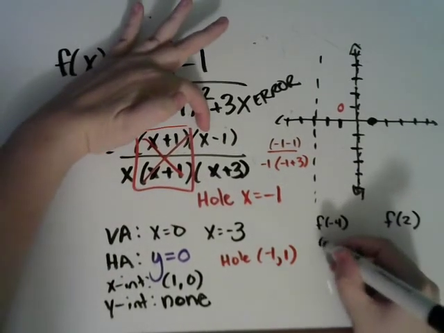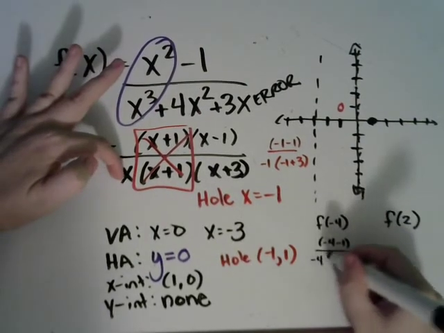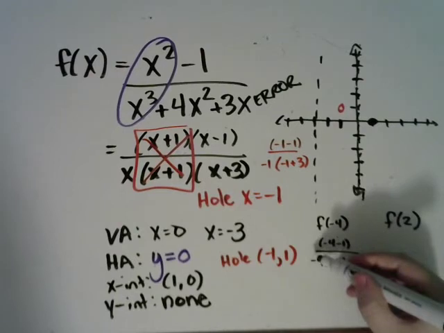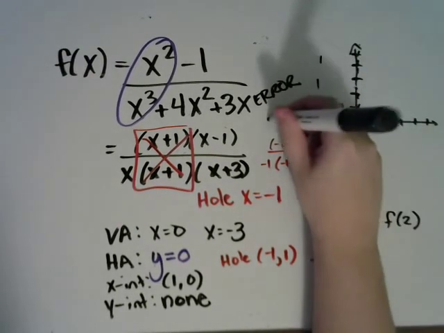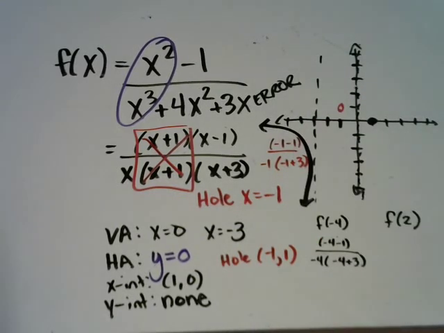So I'm going to do negative 4 minus 1 over negative 4 times negative 4 plus 3. And that's a negative over a negative times a negative, which is a negative, and tells me that this portion of the graph is down here.